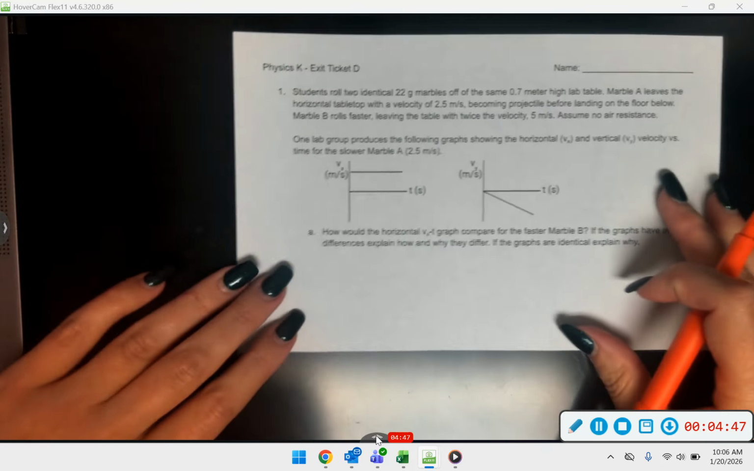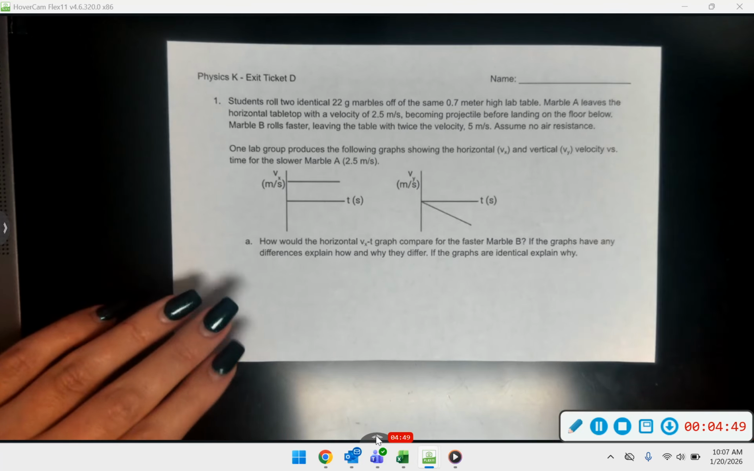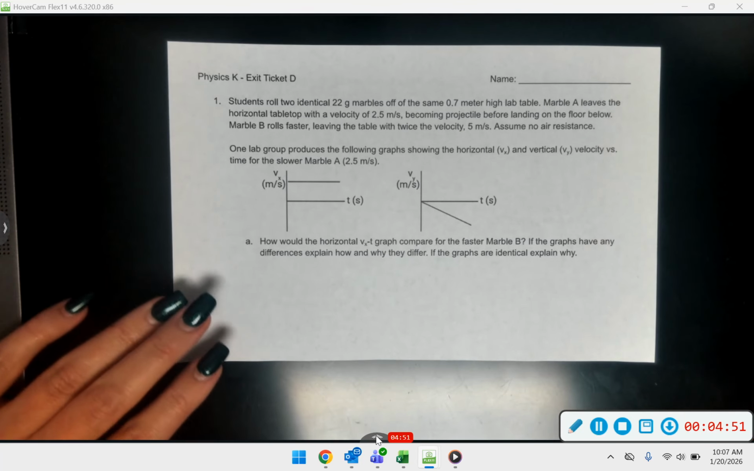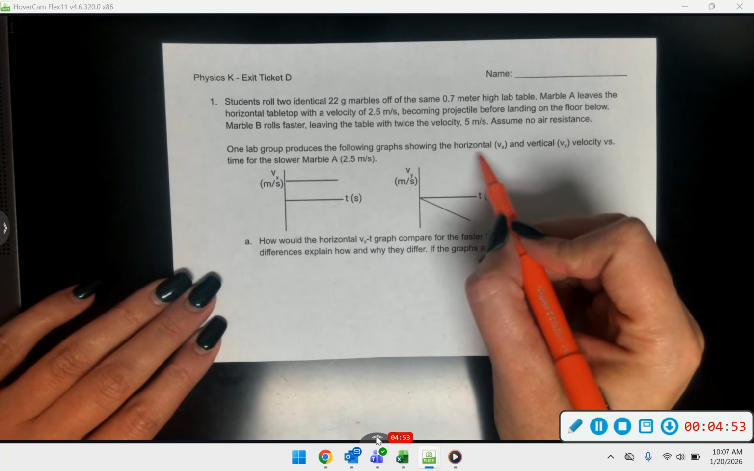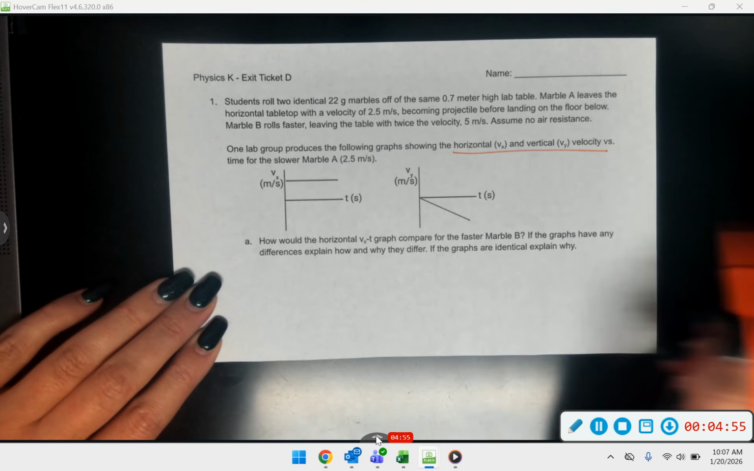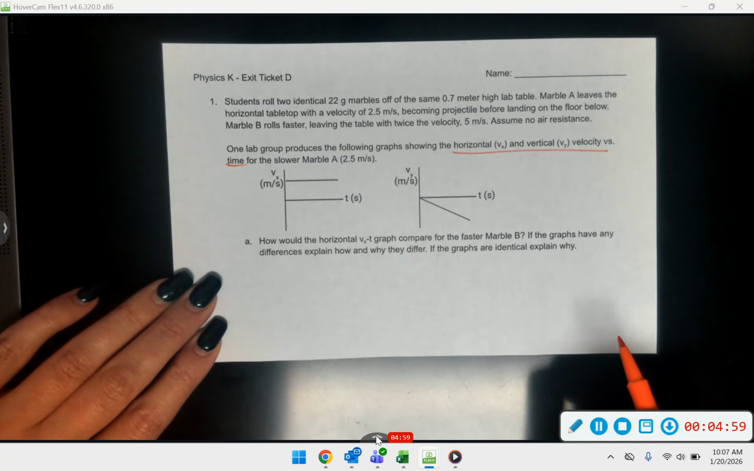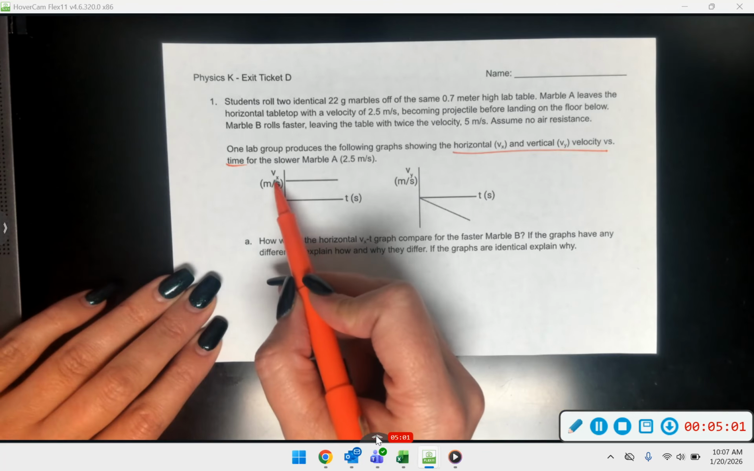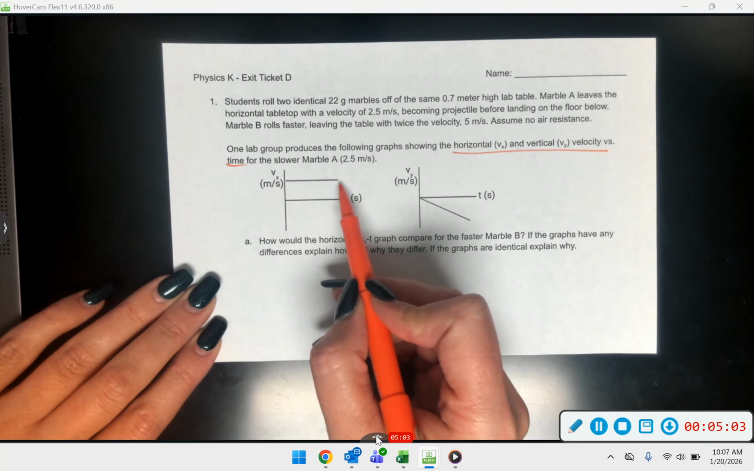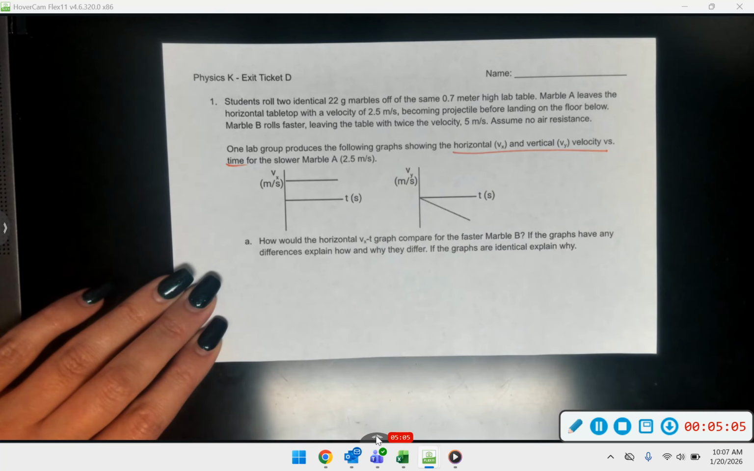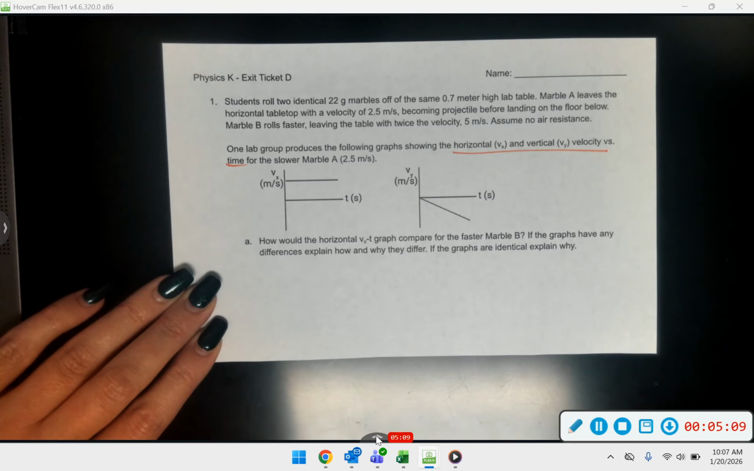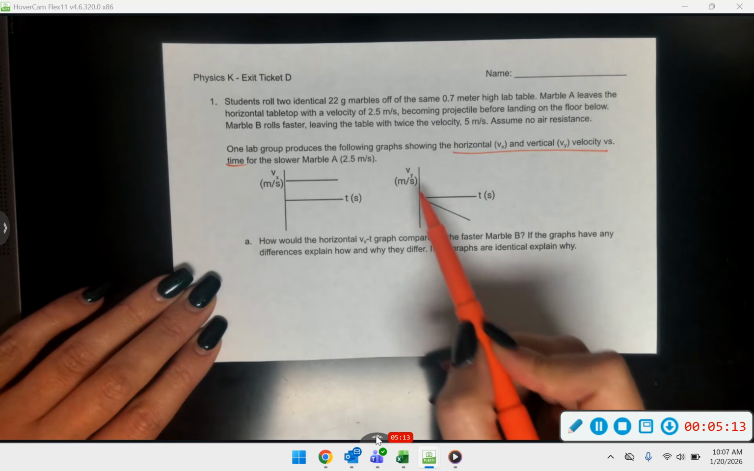Form D is very similar. In fact, it's the exact same scenario. The difference is that we have different types of graphs. Here we're looking at velocity time graphs as opposed to position time graphs. So this one shows a constant velocity forward, which again is what you would see for every single VT graph for a horizontally launched projectile, or any projectile for that matter.